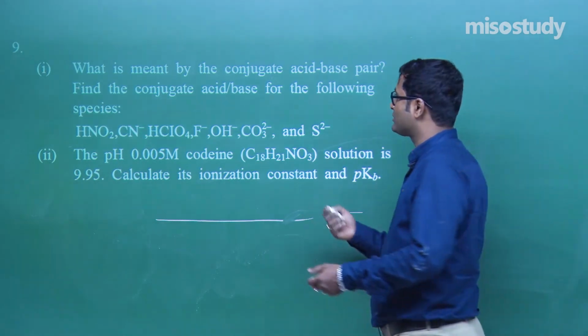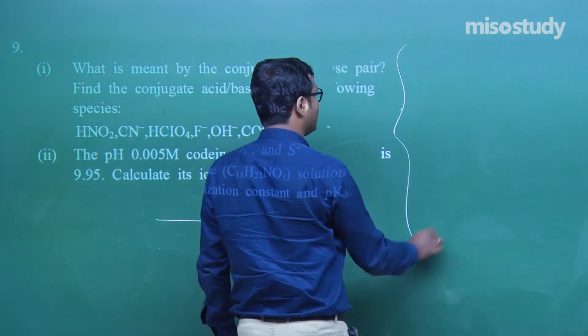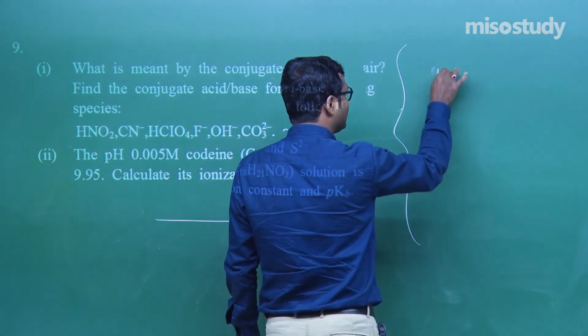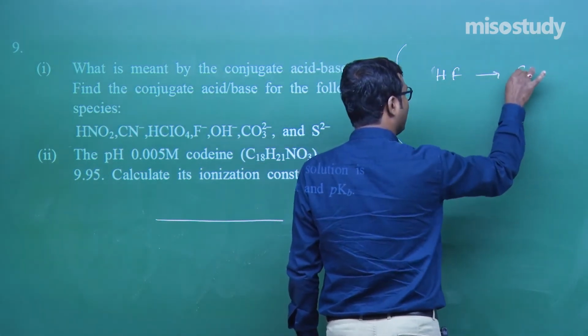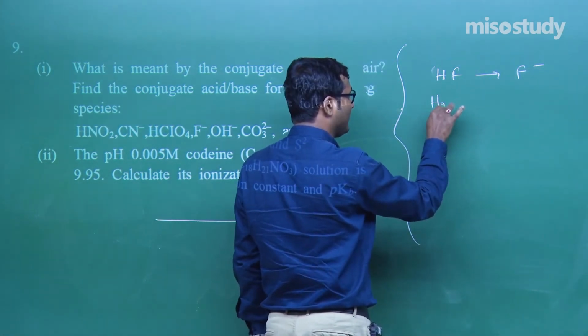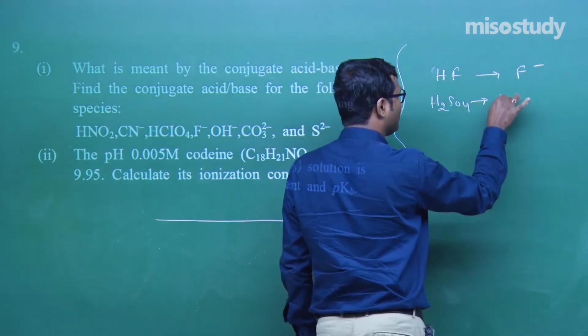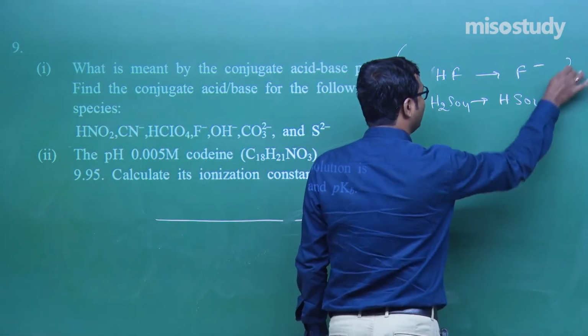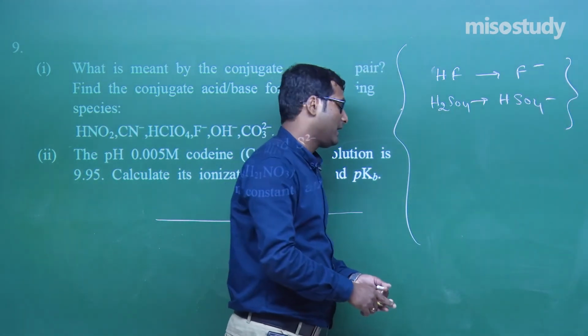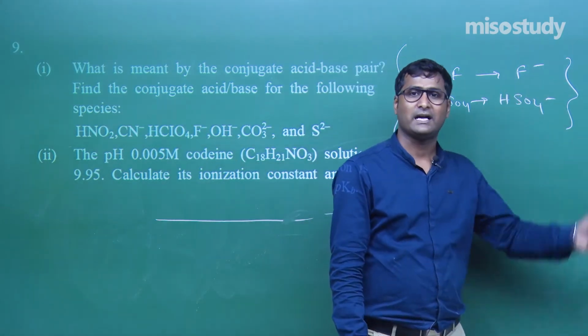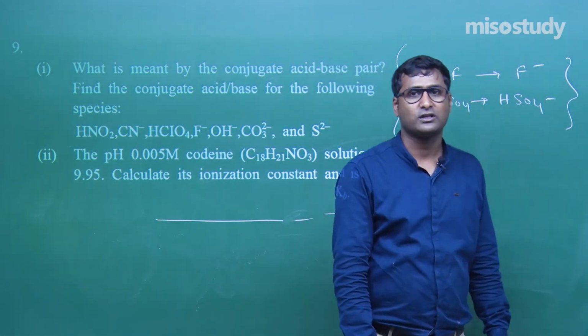It is very simple, the Bronsted-Lowry concept. Conjugate acid base pair. If I write here HF, the conjugate base is F minus. If I write here H2SO4, what is the conjugate base? HSO4 minus. That is the conjugate acid base pair, differing by 1 H plus, 1 proton. That is the Bronsted-Lowry concept.